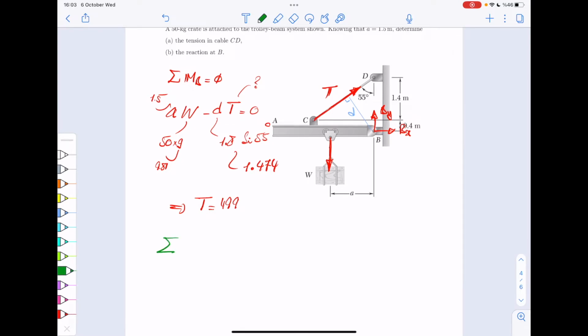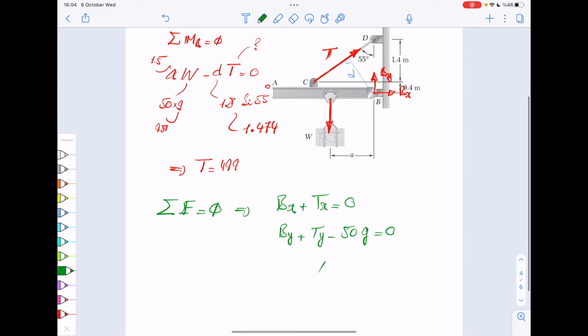So from your equilibrium of moment, now you got the T, the tension itself. So now you can do equilibrium of forces. And from that, you can get your Bx and By. So this would be something like Bx plus Tx is 0, because W does not have a Y component, and then you would have something like By plus Ty plus W, which is minus 50 times G, equals 0. So from these, again, you can also get your Bx and By.